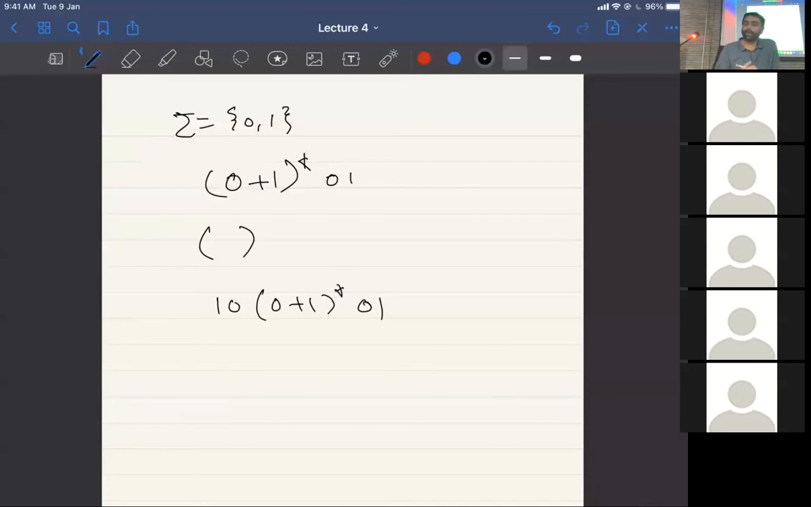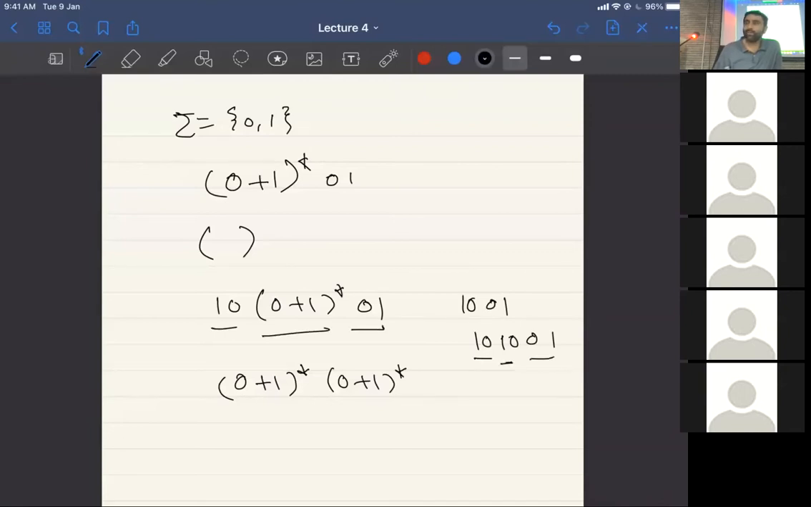Sometimes we can simplify some regular expressions. How can we simplify regular expressions? For example, if I have 0 plus 1 with a star, and then 0 plus 1 with a star again. So this one is this, this one is this, and the 10 that is in between comes from here.